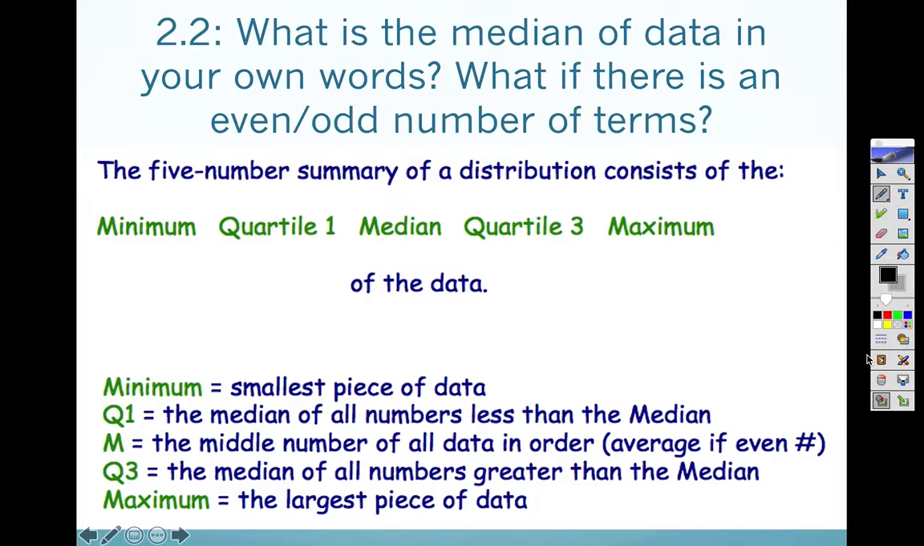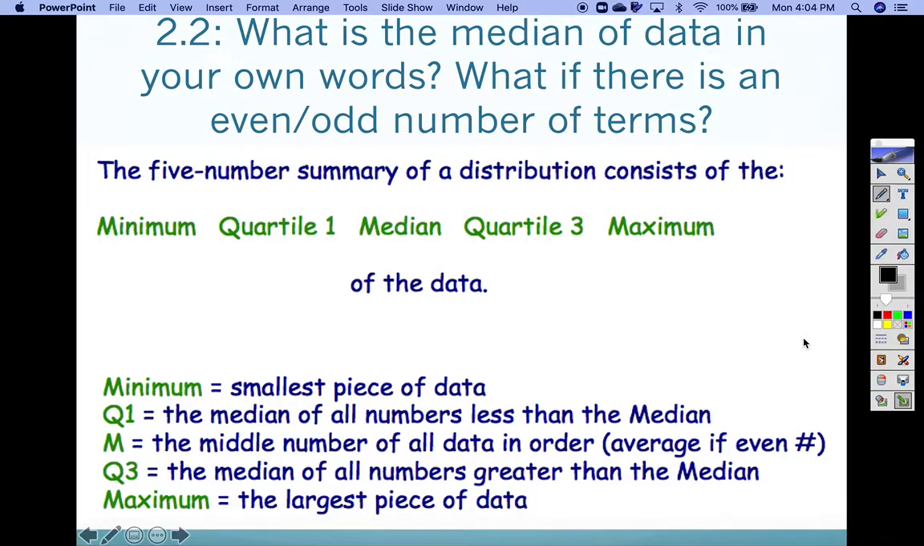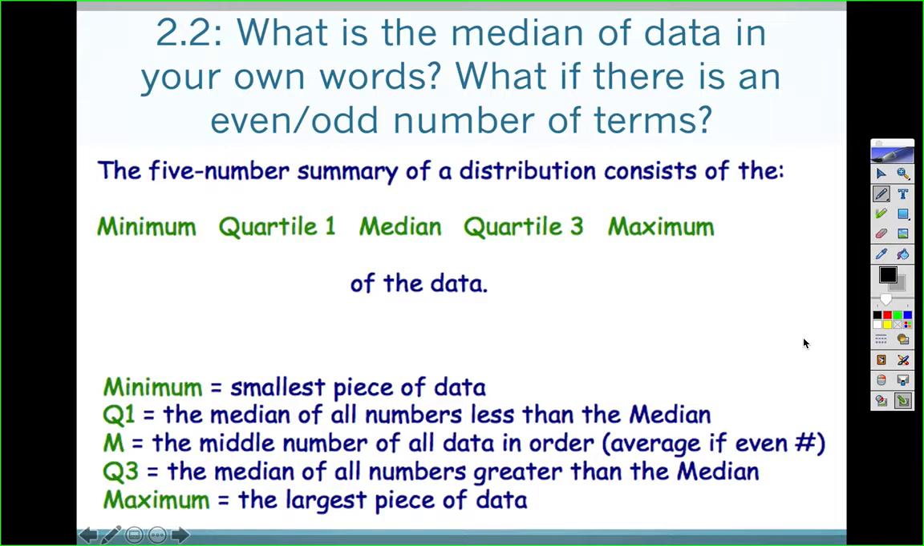Now what we're going to do is elaborate on just the median of a data set. We're going to do this with a data set in a minute, but I do want to show you what that 5-number summary is of a data set. What a 5-number summary is: we just went over the median, the middle number. The minimum is the smallest piece of data. You should know the smallest. And the maximum is the largest.